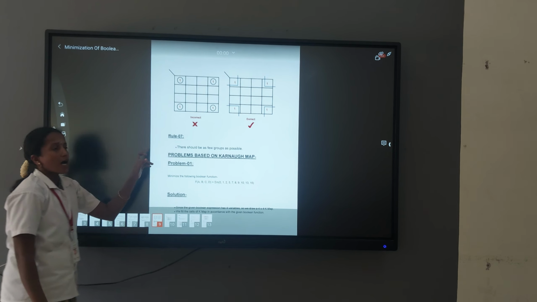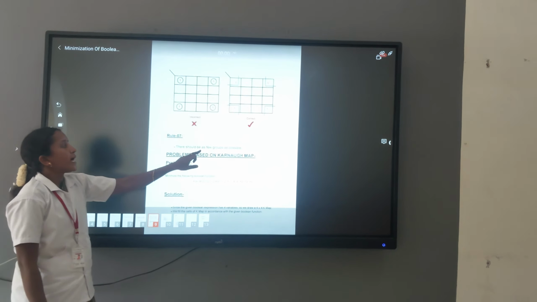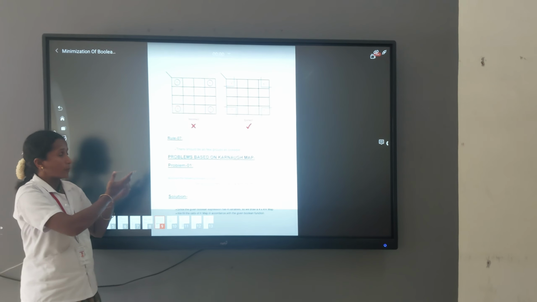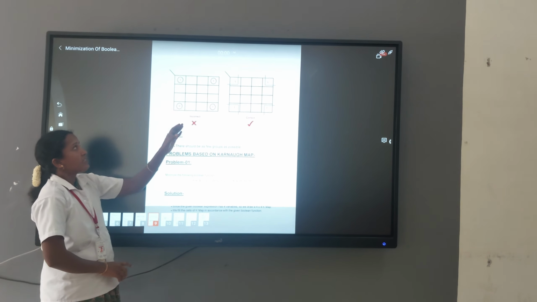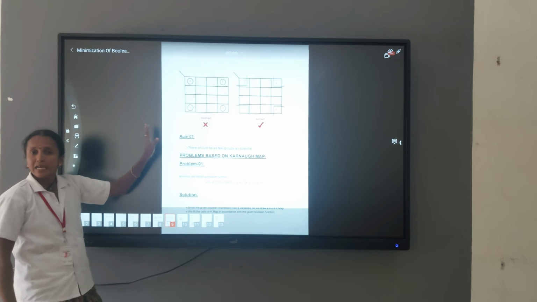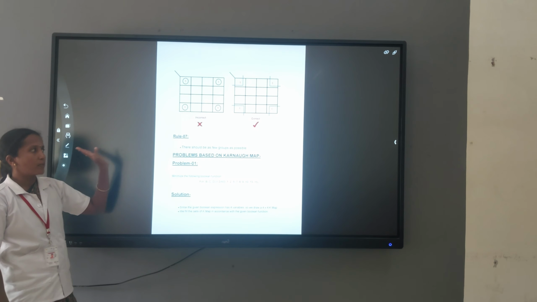Okay, so next, now, rule number 7. That should be as few groups as possible. In case any numbers are in separate manner, we can group them in a single manner. Okay, so these are the 7 rules for grouping of numbers.